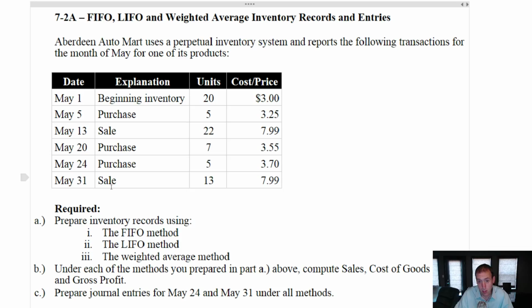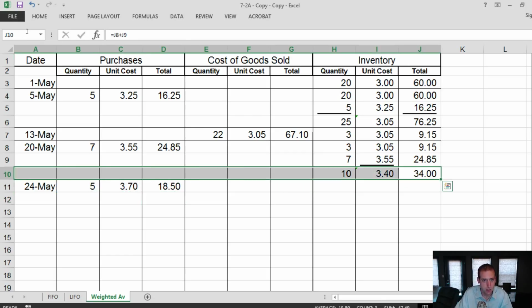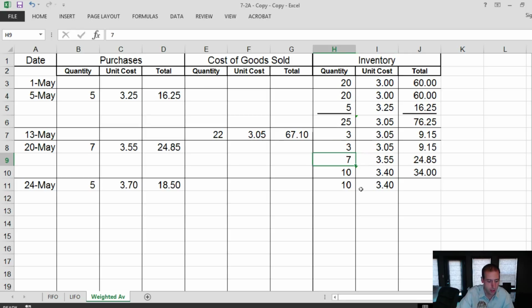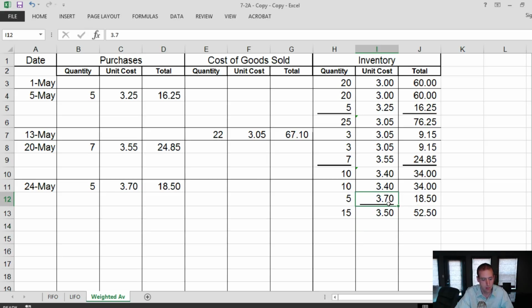On May 24th, I make another purchase. I purchase 5 units at $3.70. Five times 3.70 is $18.50. I had 10 units at $3.40. I put the underline under the wrong thing here. I want underlines over here and here, not under there specifically. I had 10 at $3.40 for $34. I've added to it 5 at $3.70 for $18.50. So I have 15 units. $52.50 is the total value there. $52.50 divided by 15 is $3.50 per unit. Okay.